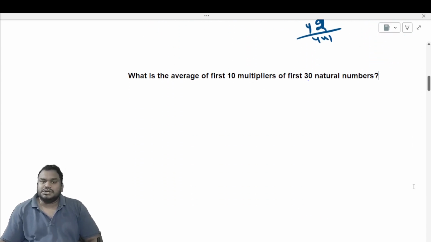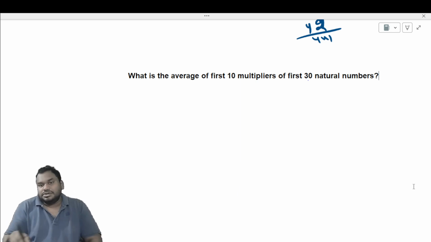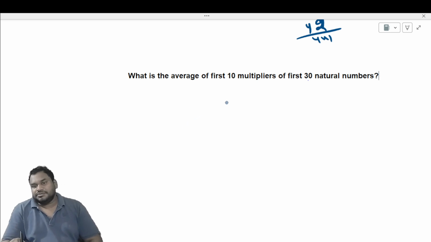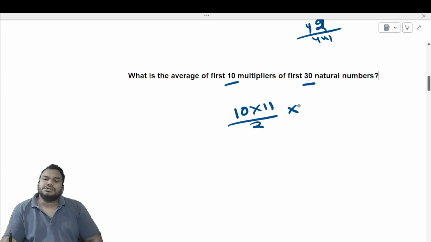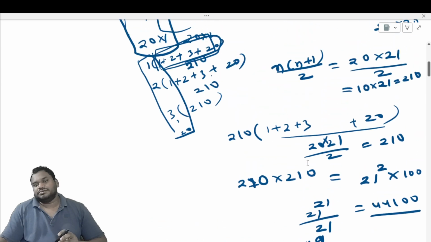Coming to the next question, what is the average of first 10 multipliers of first 30 natural numbers? So here you don't need to do the same thing we did just before. I just wanted to give you the shortcut on this. Take these two numbers, 10 into 10 plus 1, 11, divided by 2, into 30 into 31 plus 1 divided by 2. So here you look at the previous question, what did you do?